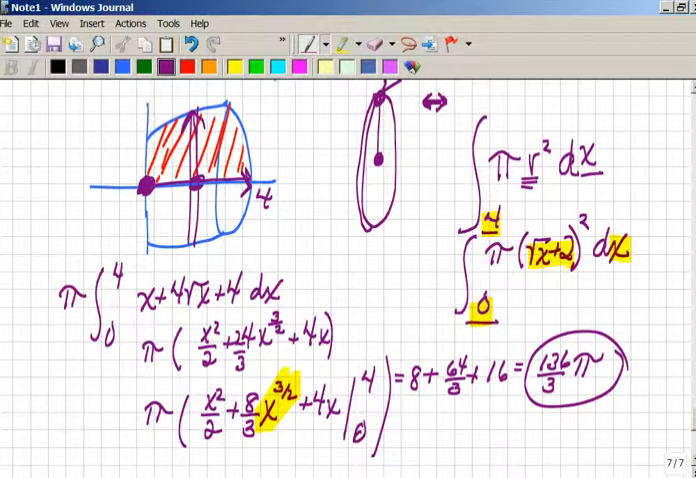Again, not the easiest example in the world, but if you understood those two examples, you can do just about any type of problem dealing with volumes of revolution. We'll take a look at more.